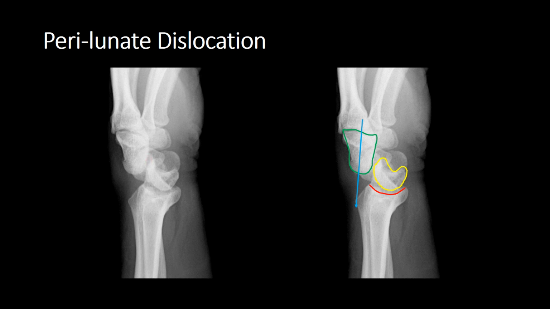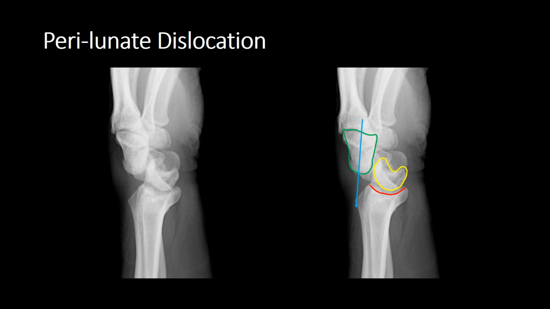rest on the dorsal cortex of the lunate, and what happens is that the force of the capitate sitting on the dorsal cortex of the lunate will cause the lunate to tilt volarly, and so it's important that you recognise that this is a perilunate dislocation and not a lunate dislocation.